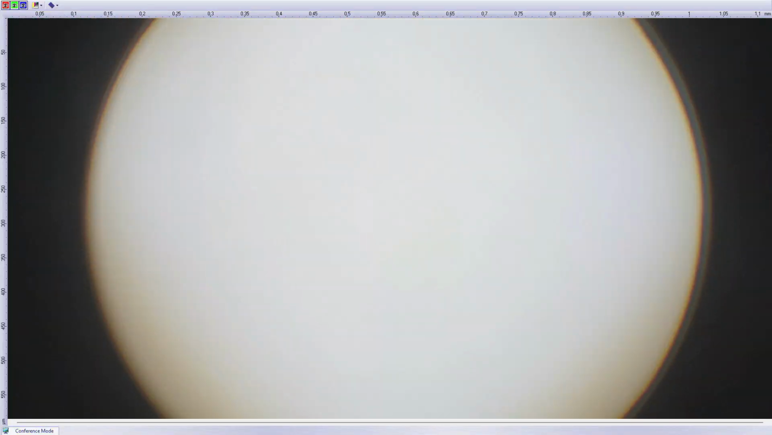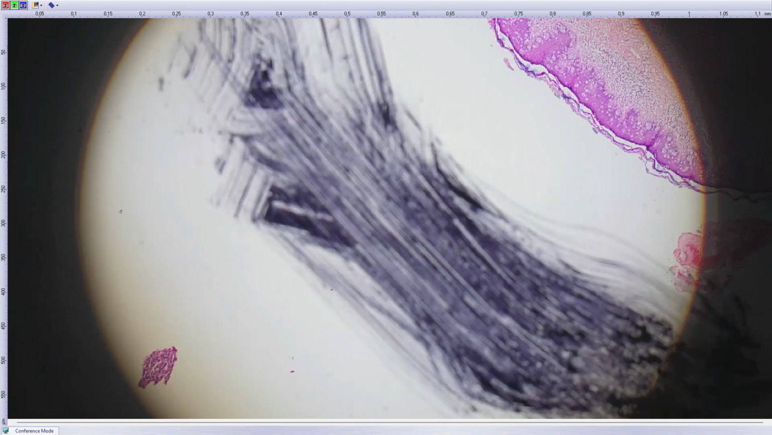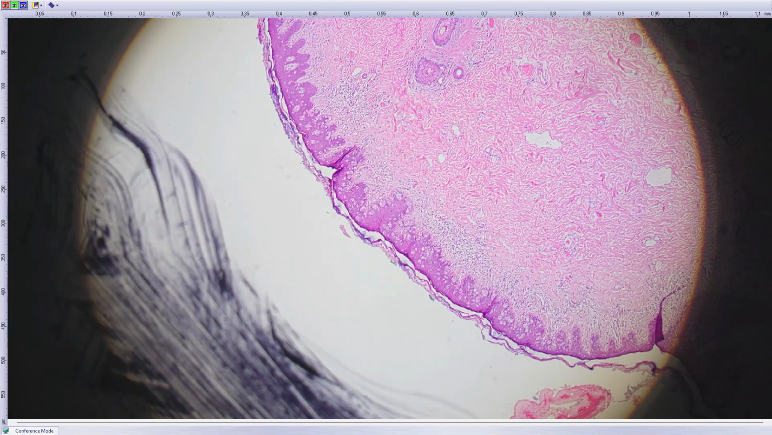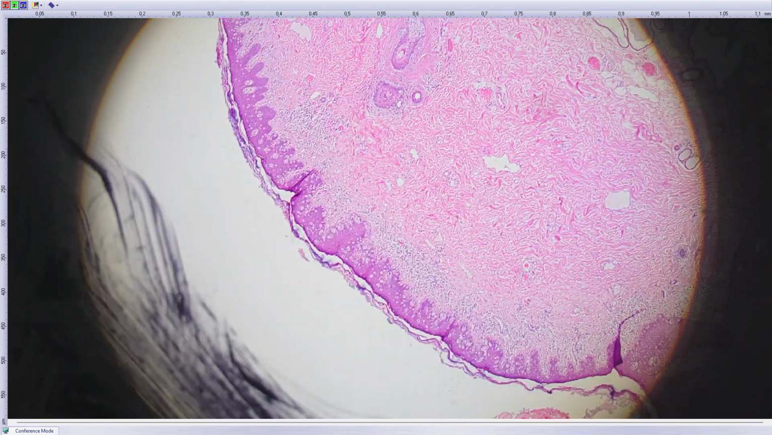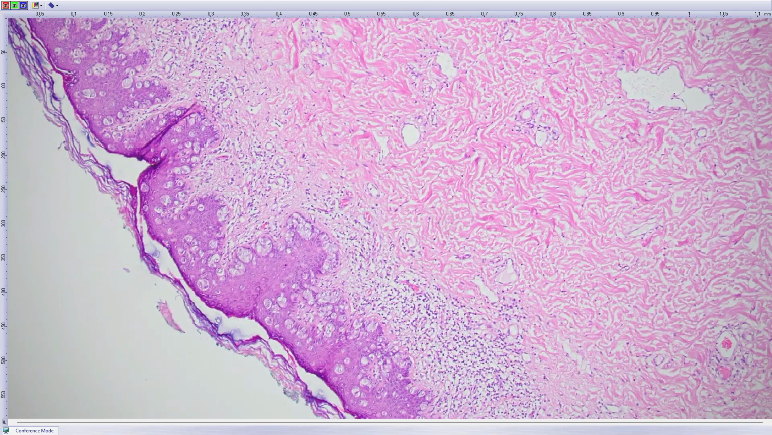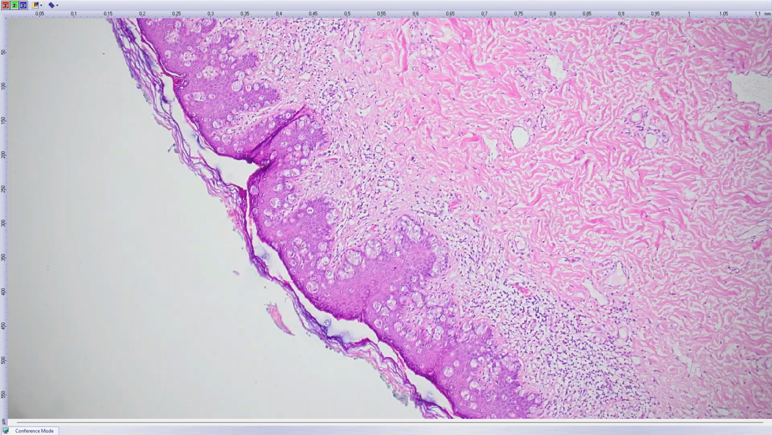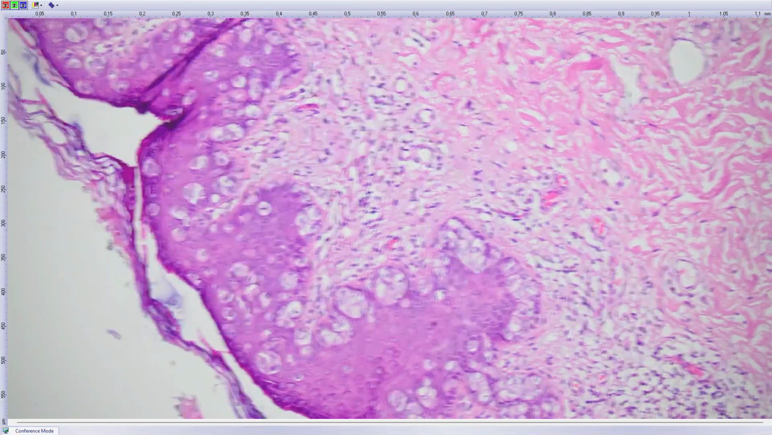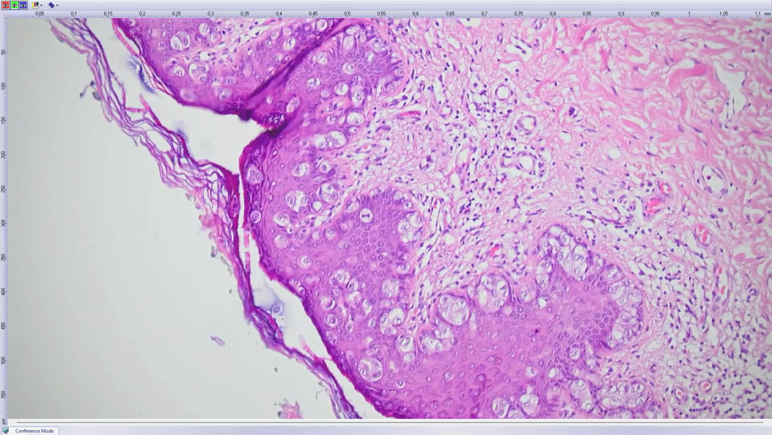Next case, it's again an older lady. It's an axillary skin biopsy, and the case was sent in consultation. And you can see already in this very low magnification something interesting there. We see epidermis, and there is some epithelial proliferation within the epidermis.